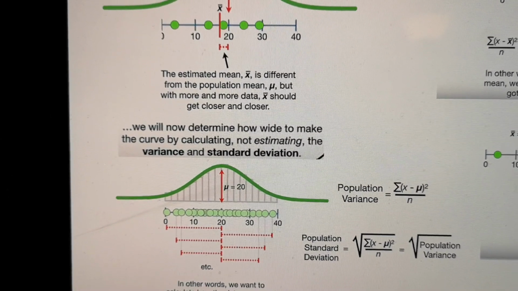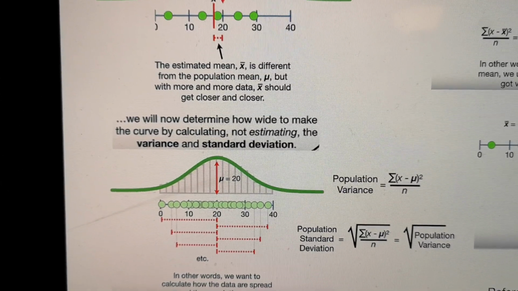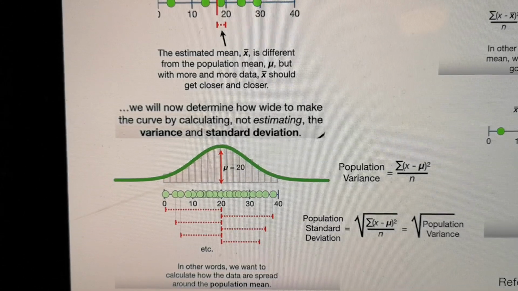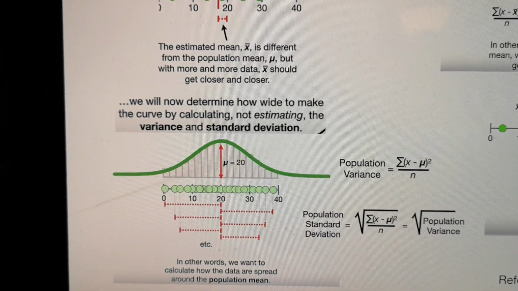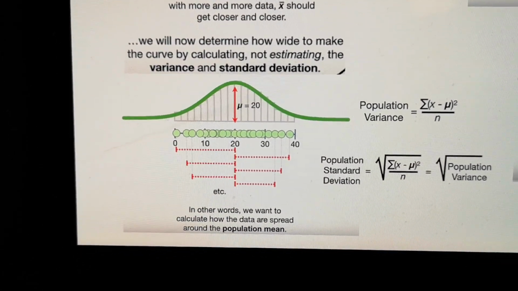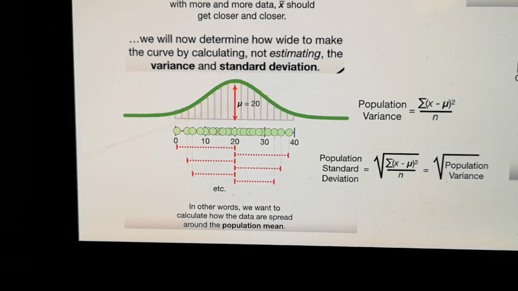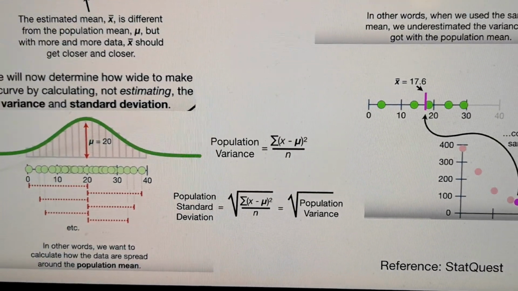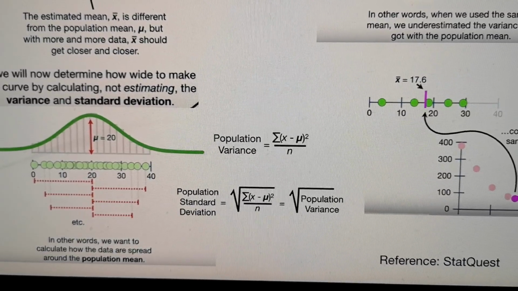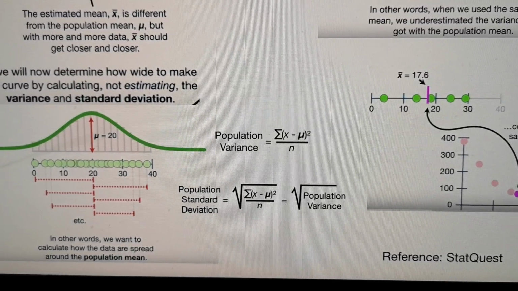We will now determine how wide to make the curve by calculating the estimated variance and the standard deviation. After getting mu, the average, we have to think about the shape or the width. We want to calculate how the data are spread around the population mean. So the population variance is x minus mu, squared, and divided by n. The standard deviation is just the square root of the population variance.